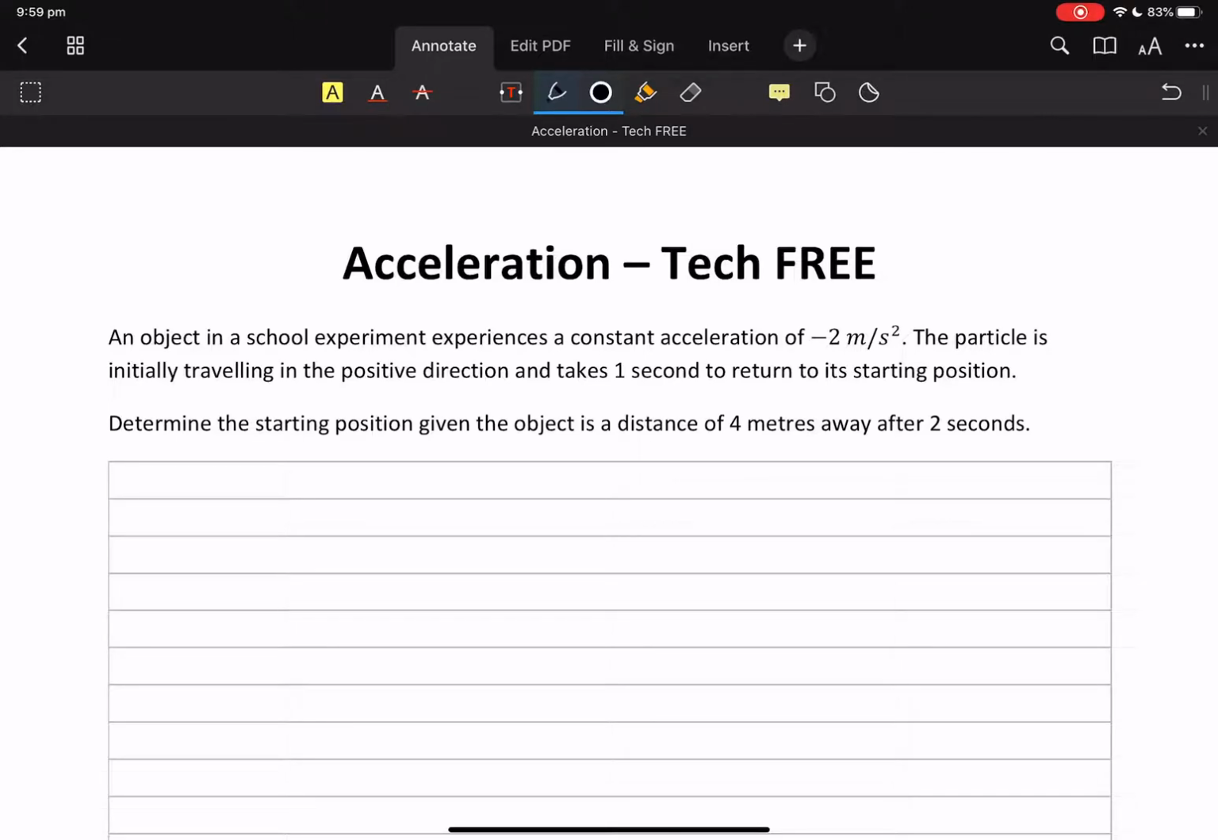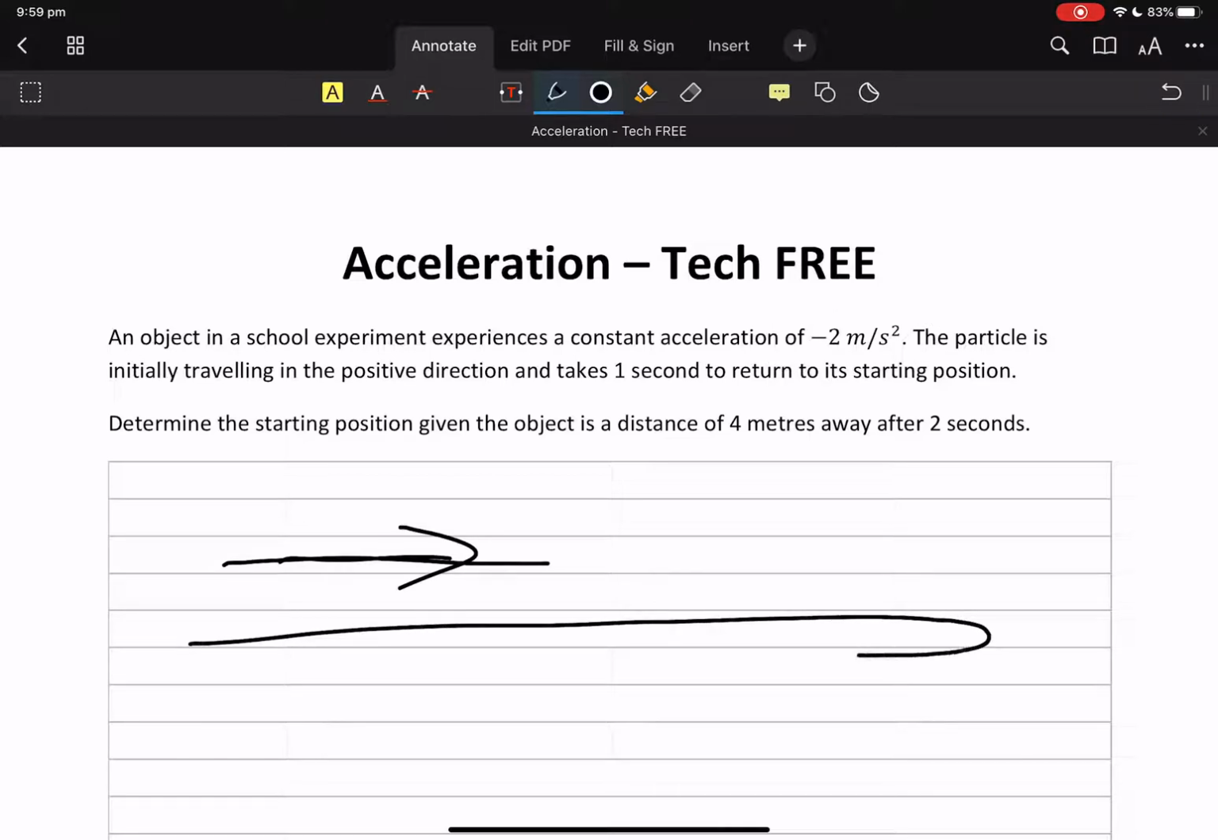So we have a school experiment. This object is travelling forward. Then as it's going forward, it's slowing down because the acceleration is negative. So it's sort of going fast, slowing down, and then coming backwards and getting faster and faster.